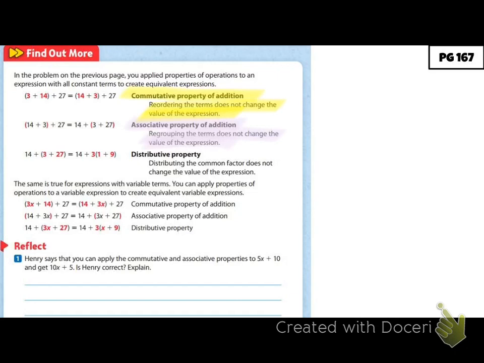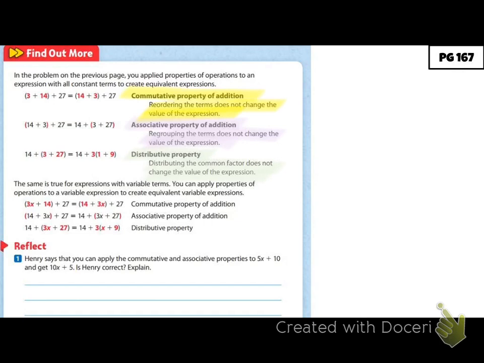The last one is the distributive property, and this is the one that we talked about in class with lesson 11. So it says distributing the common factor does not change the value of the expression. So when we took our 3 and 27 and we pulled out our common factor of 3 and did 3 times 1 plus 9, that is the same thing as if we just added 3 plus 27.